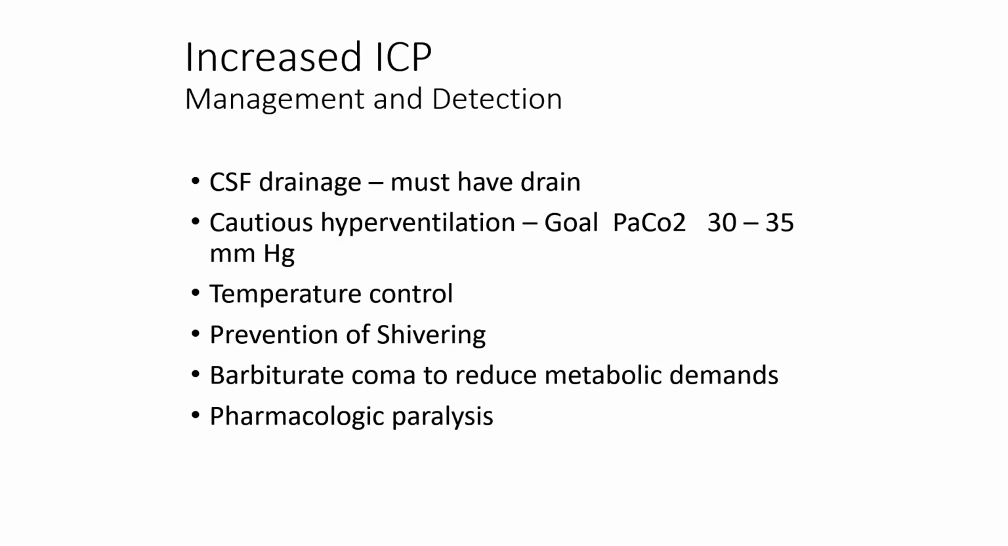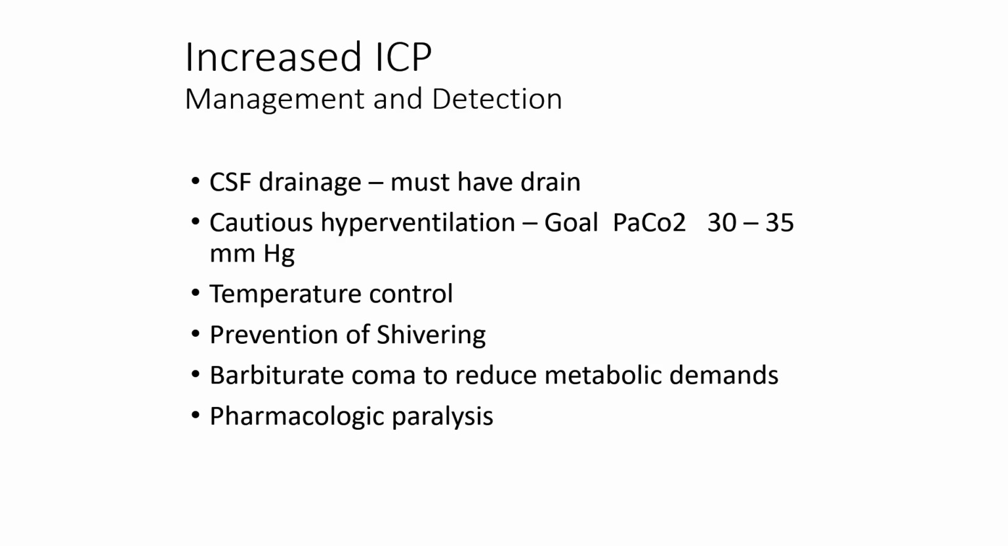The last two measures to decrease ICP involve putting the patient into a medically induced coma. If we put them into a barbiturate coma, this again is going to decrease the metabolic demands of their brain so that during the time of cerebral edema we can prevent any further damage. Some of the drugs we would use would be Precedex, pentobarbital, or propofol.